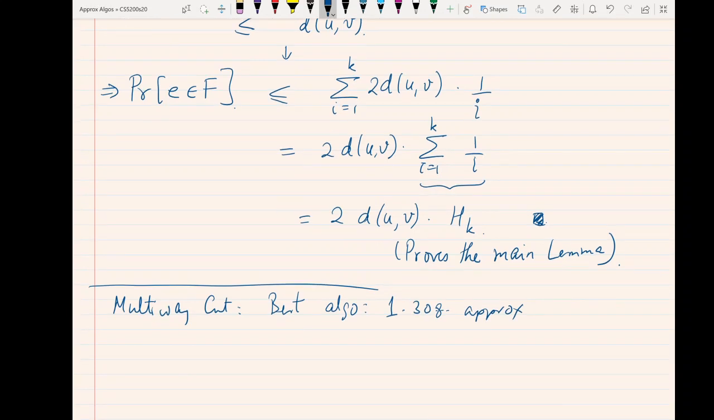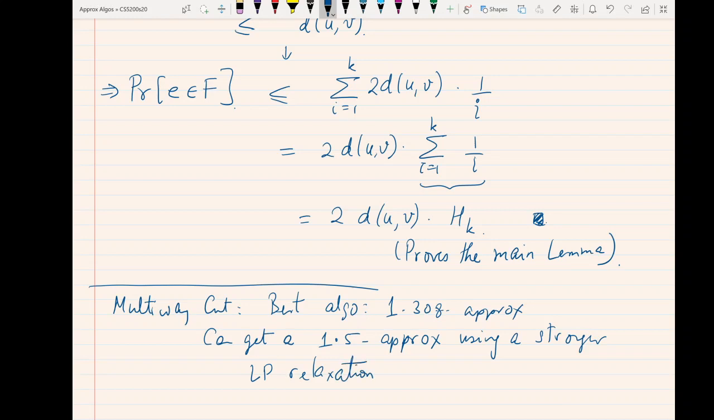And you can actually get a better than 2 approximation. You can get a 1.5 approximation using a stronger LP relaxation. And this is in fact there in the textbook. If you're interested, you can go over it.